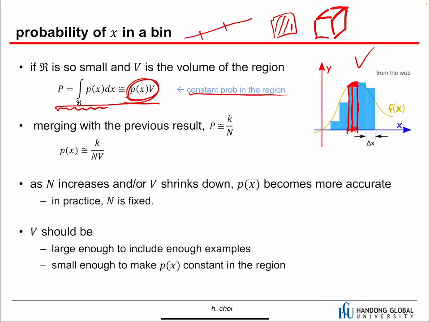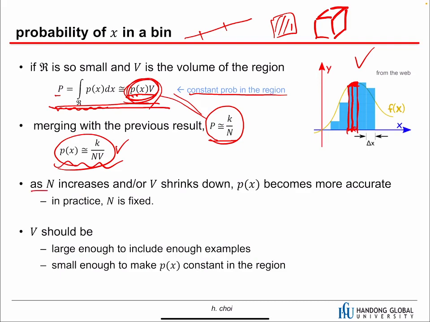Now we have pretty much everything. From the previous slide, we have this one, and from here, we got this one. If you look at this equation, as n increases and or v shrinks down, then p of x becomes more accurate. Usually when we increase n, then probably k would increase, because we have more samples, so we might have more samples in the region too. And when the v shrinks down with lots of samples, p of x also becomes more accurate.